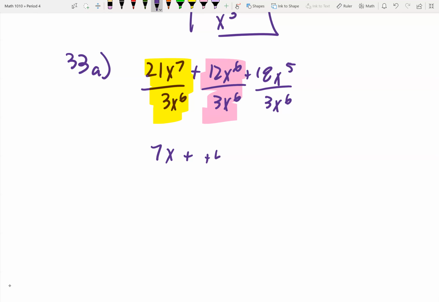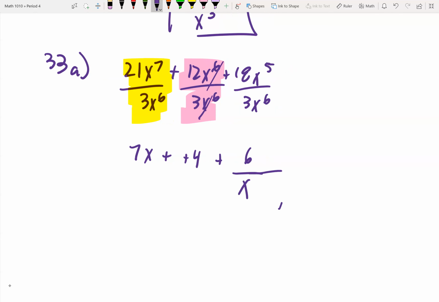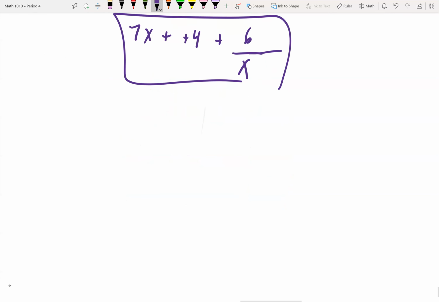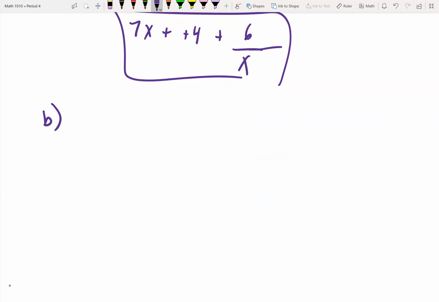Now I'm going to do the pink one. 12 over 3 is a 4. X's just go away. Last one I have a 6. 5 on top, 6 on bottom. That leaves me 1 on the bottom and I'm done. Okay, question B.